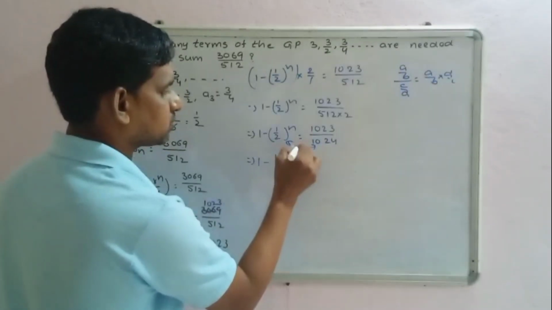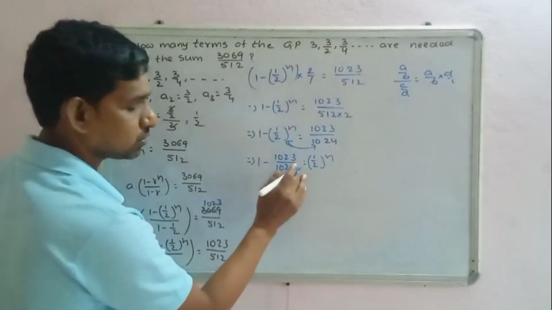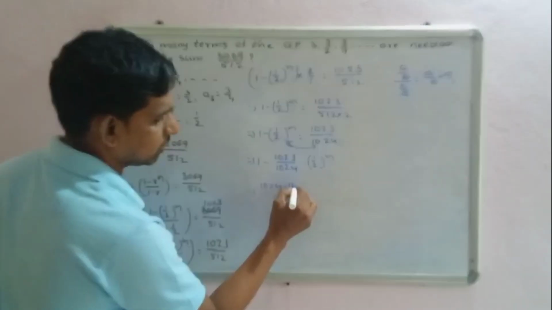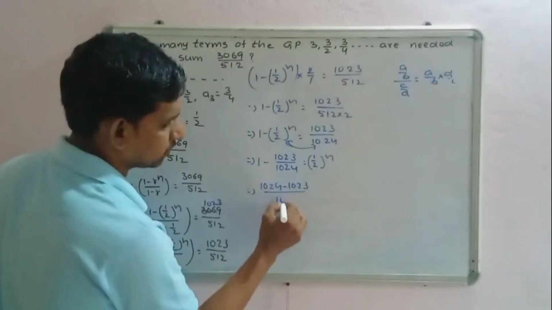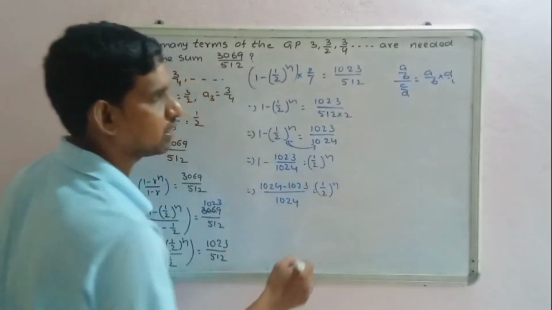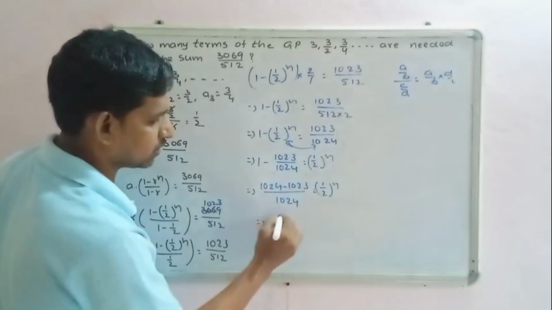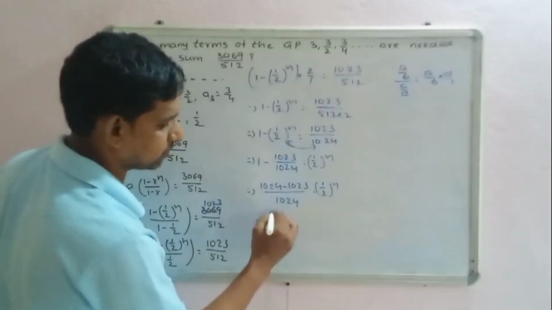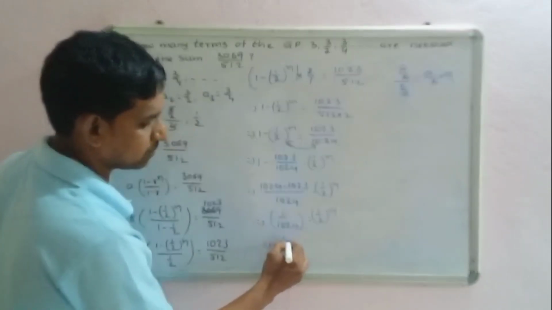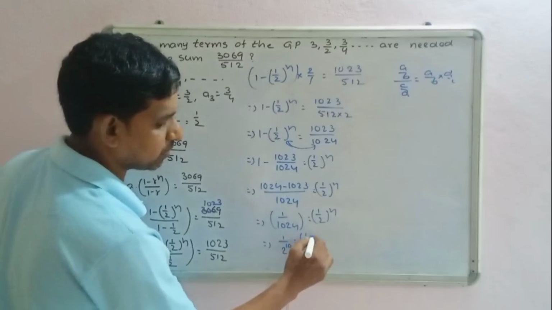So this 1 by 2 power n is transposed to the right side. Okay. See now 1024 times of 1 is 1024 minus 1023 by 1024 equals to 1 by 2 power n. Okay. 1024 minus 1023 is 1, so 1 by 1024 equals to 1 by 2 power n. That equals to 1 by 1024 can be written as 2 power 10.